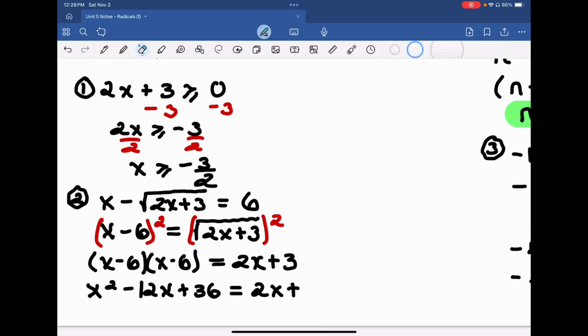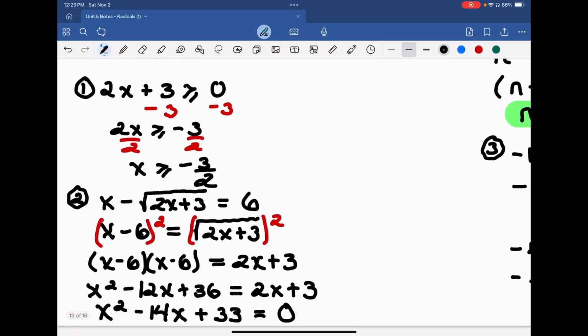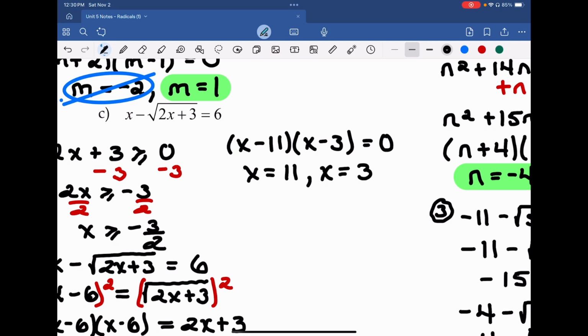I'm going to bring these terms from the right-hand side over. When I bring them over, I get x squared minus 14x, and then 36 minus 3 is plus 33, is equal to 0. Now I can continue this part up on the right-hand side. The factors of this one, what multiplies to make 33 and adds to make negative 14, would be negative 11 and negative 3. So we're going to say x minus 3 times x minus 11, I don't really care which order they're in, is equal to 0. This means my two solutions are either x equals 11 or x equals positive 3.